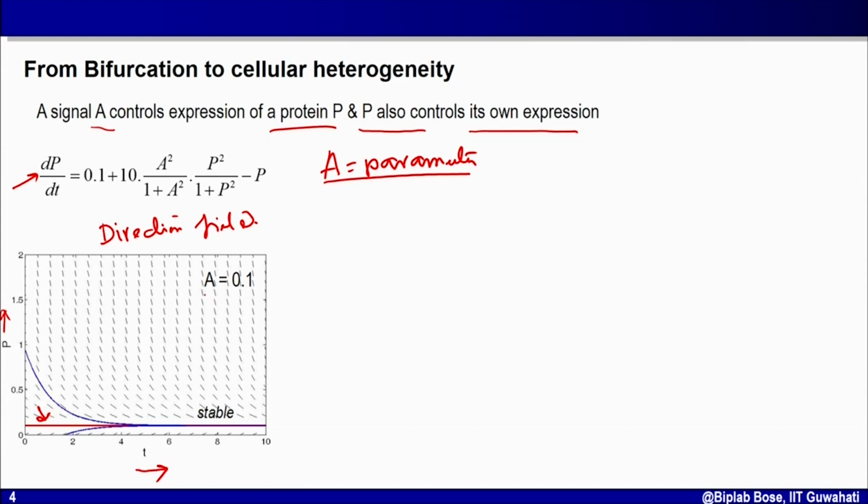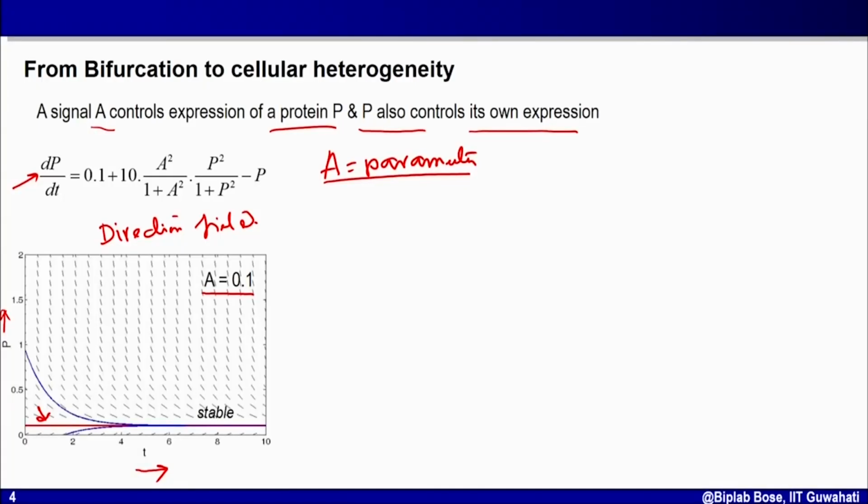So in this way you can see this red line shown here is actually a steady state, and in this case I have taken A equal to 0.1. So when I take A equal to 0.1, the system has only one steady state. Here the way I have shown the red line, it is horizontal, that's why. And looking at the direction field, you can easily see that this steady state is actually a stable steady state.